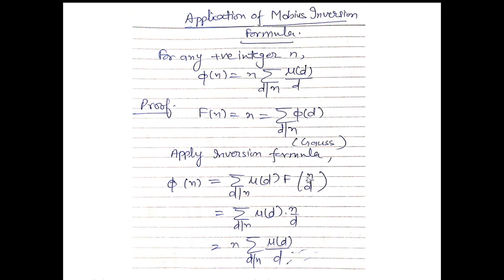You can see the Mobius inversion formula in my previous lecture. So this is equal to the summation of mu d F of n by d, and F of n by d is n by d. Taking n outside, the summation of mu d by d.